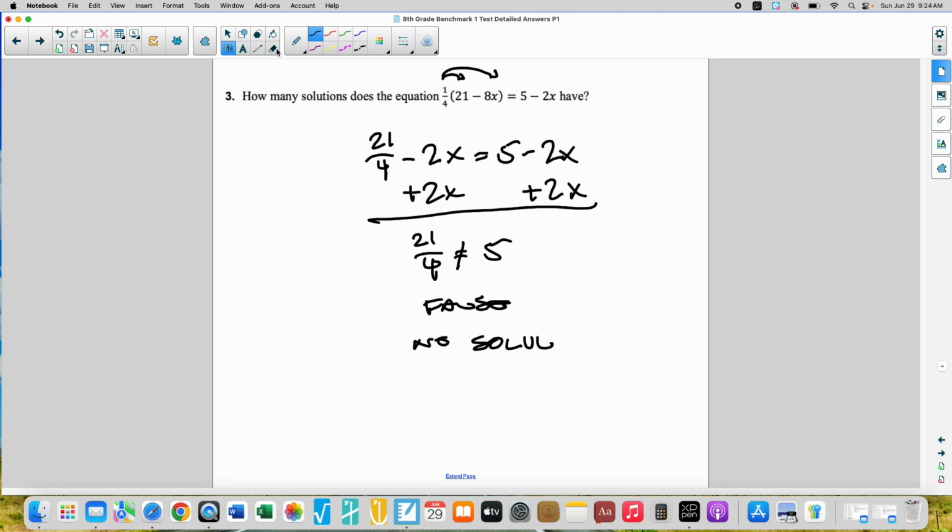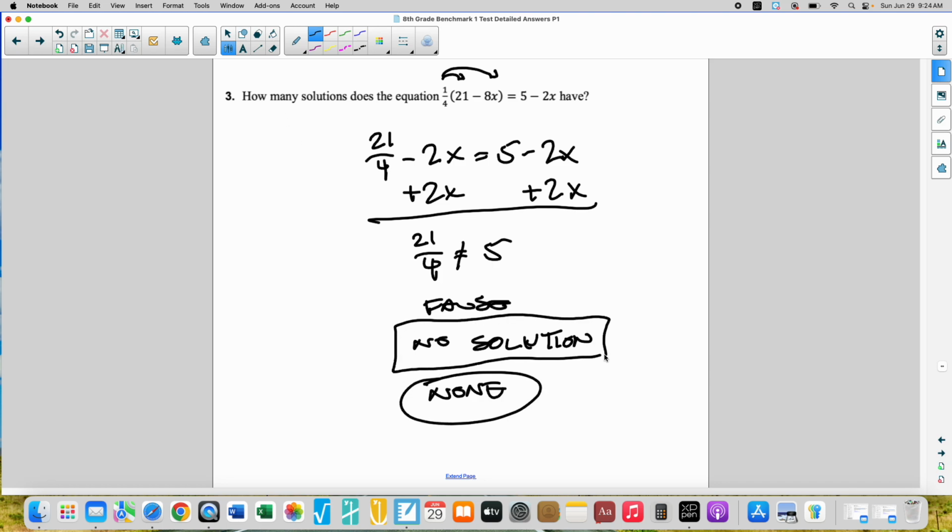Solution. I know how to spell solution. Meaning how many solutions does it have? It has none. None is the answer to this question. Traditionally, you're going to say no solution if you have to solve it.